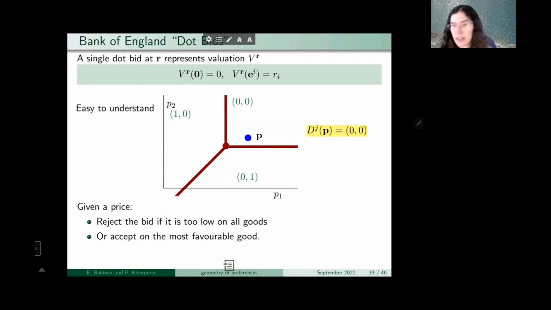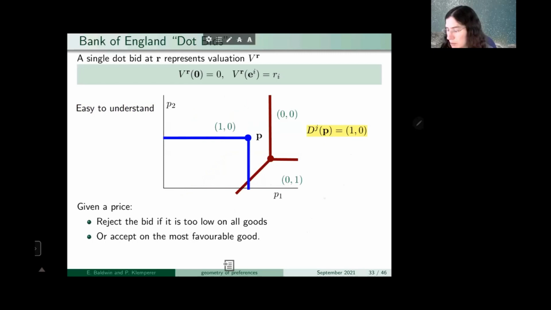And we can see that given a price, we can see what to do with this bid. If the price is too high, then we'll reject the bid. So in fact, we can draw lines there and say that if the bid is in that box relative to the price, it's definitely going to be rejected. If the bid falls outside the box, because it's a good bid on the first price, then we'll accept it on the first good. And so we can also draw another 45 degree line there and say that the bids that are on that side of the 45 degree line are accepted on the first good, the bids that are on the other side are accepted on the second good.